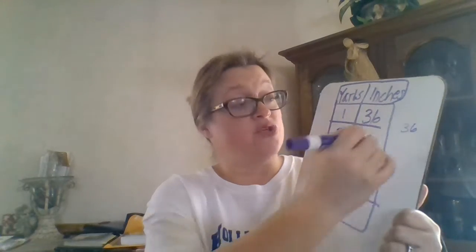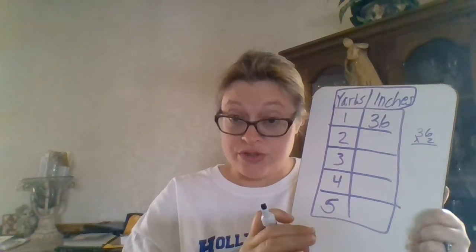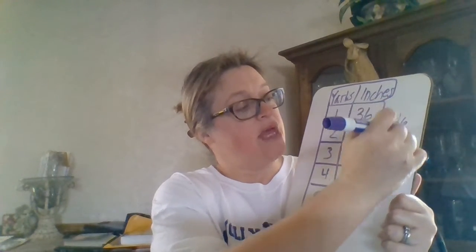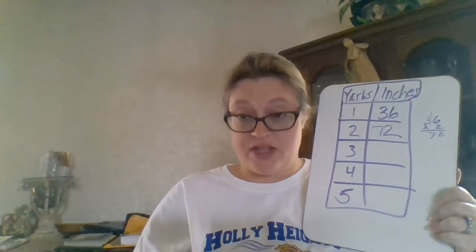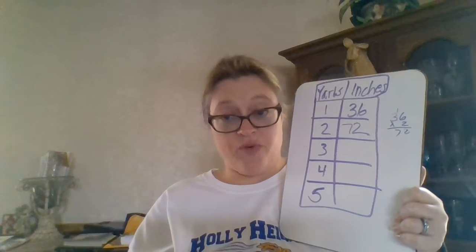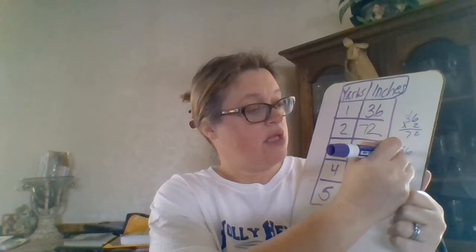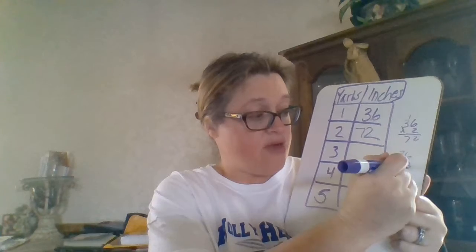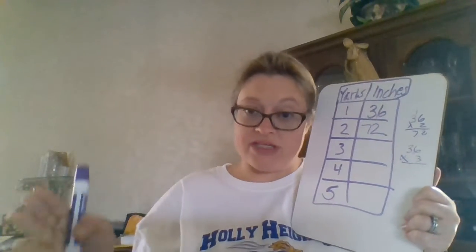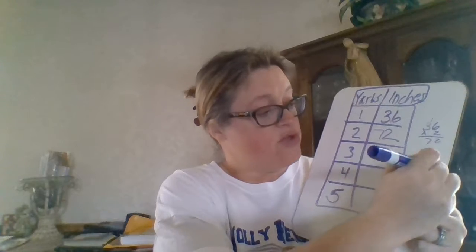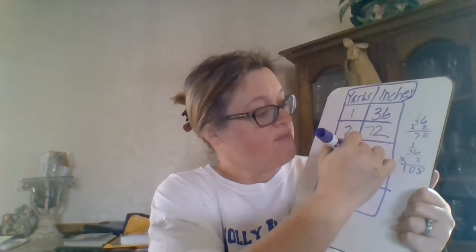You could either do 36 plus 36, or you could do 36 times 2, because it's 2 yards, okay, which comes out to be 72 inches. So 1 yard, 36 inches, 2 yards, 72 inches. We follow that same pattern. So now if we have 3 yards of fabric, we're going to take that 36 inches and we're going to multiply it by 3, because you have 3 of those: 36, 36, and 36. So if we go ahead and work that out, that comes out to be 108 inches.